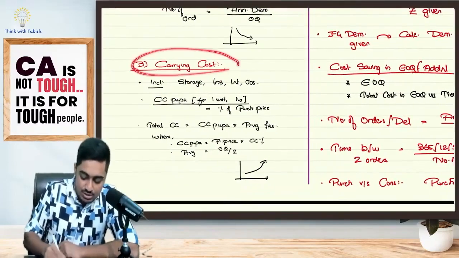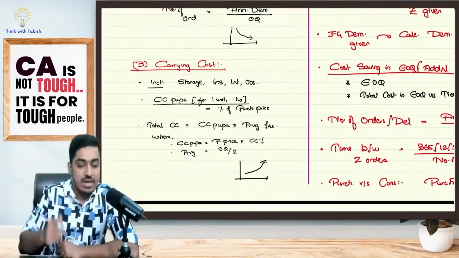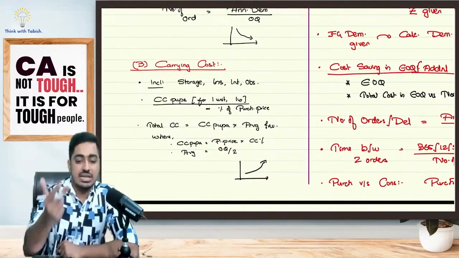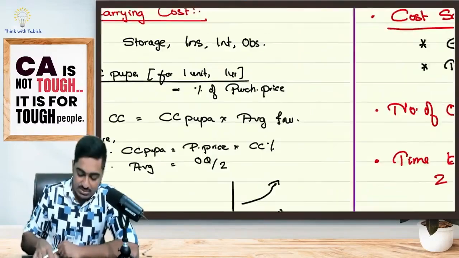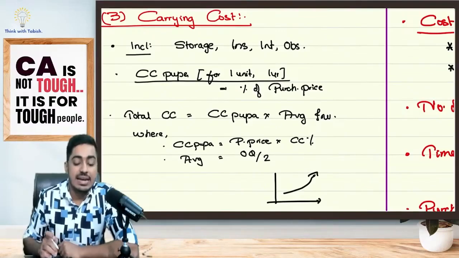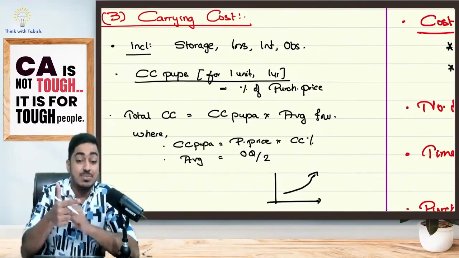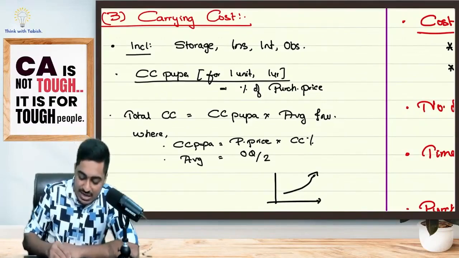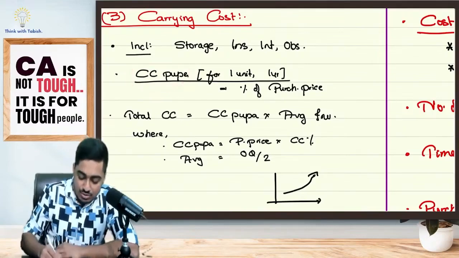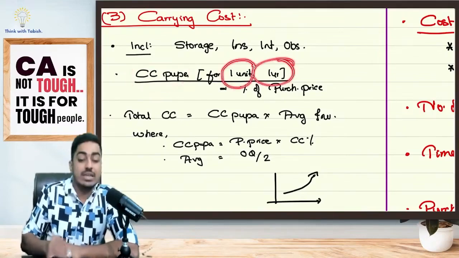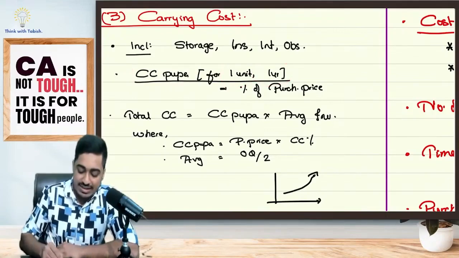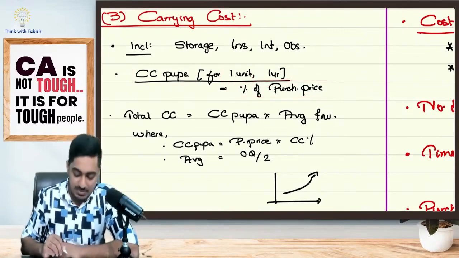Third one was carrying cost. What all is there in carrying cost? We have storage, insurance, interest, obsolescence. 4 main items are there. Then we discussed how we calculate carrying cost. We told it is dependent on 2 factors: number of units as well as the time period for which goods are held. That is why I will call it carrying cost per unit per annum, that is, to hold 1 unit for 1 year. What is my cost? It is normally given as a percentage of my purchase price.